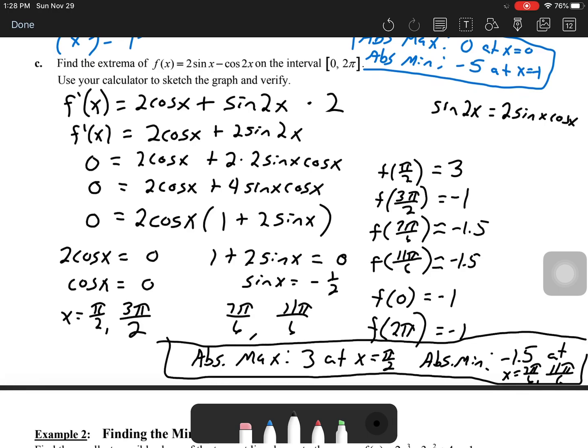Okay, now I didn't verify these on the calculator, but that is something that we can definitely play with and take a look at. Okay, so I'm going to stop here with the video, and we'll finish up the last examples on the next.